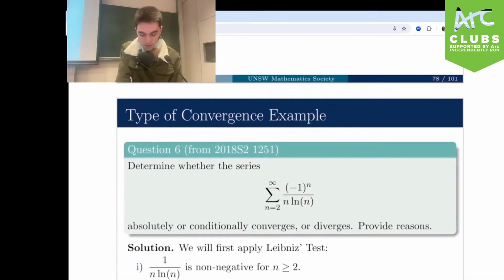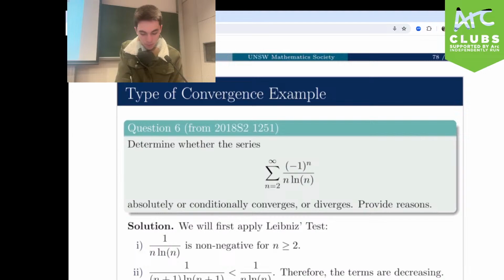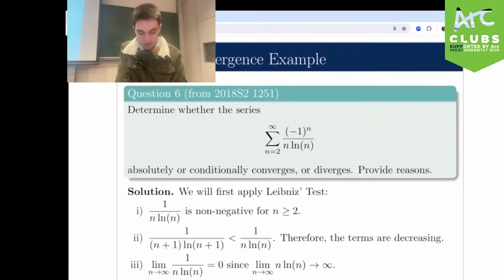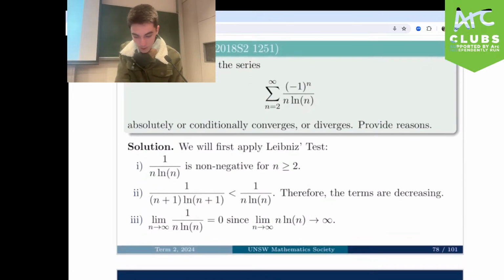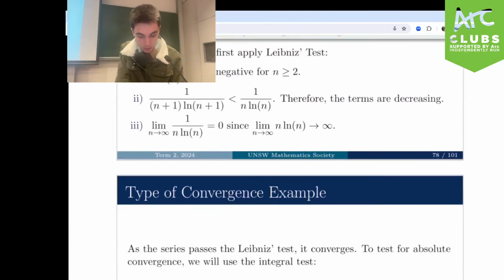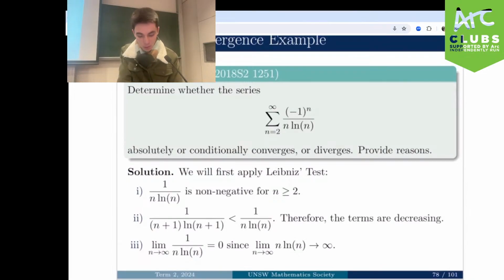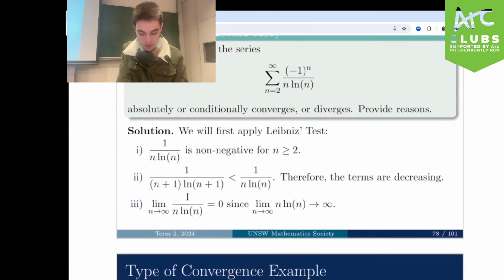We do see that each term, ignoring the (-1) to the n, is non-negative. We also see that the sequence is decreasing. And we also see that the sequence tends to 0 as n goes to infinity. So, according to the Leibniz test, the series will converge. Okay, so we know that it converges, but we don't know whether it converges absolutely or conditionally. So let's check.